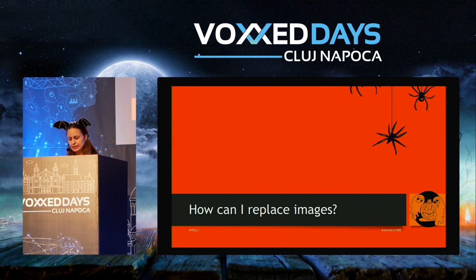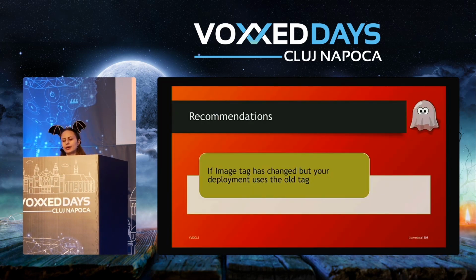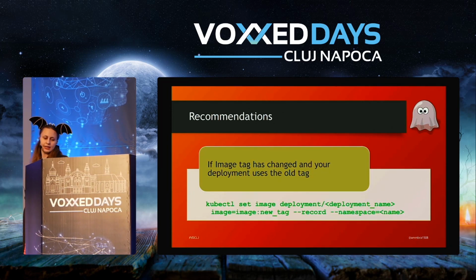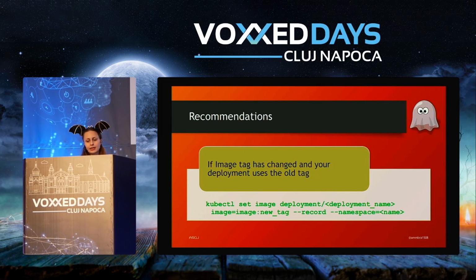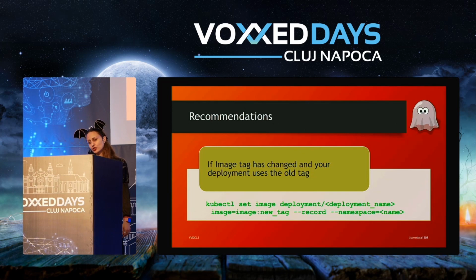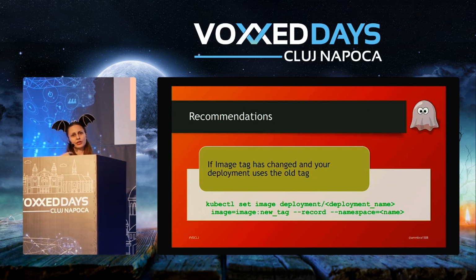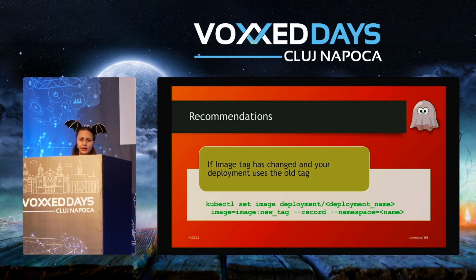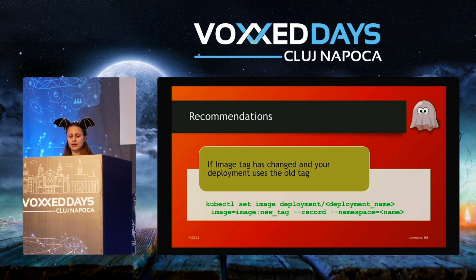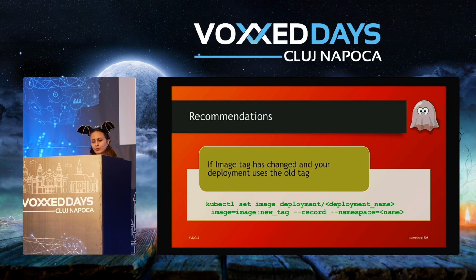So how can you replace images when you're already running an application? One way is, if the image tag has changed but your deployment has the old tag, you set the image to the new tag, and of course record that change on your deployment so that you can roll back if something is not working as expected. This is how you can swiftly replace it and have it all up and running.